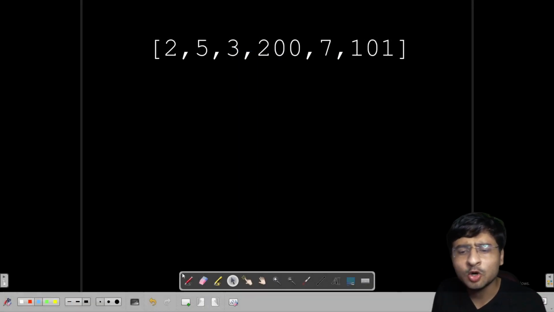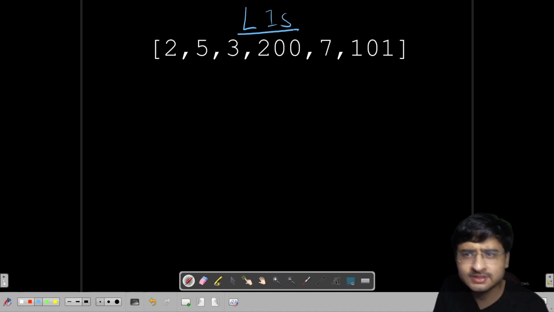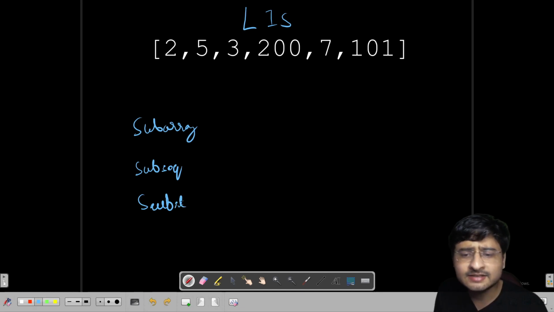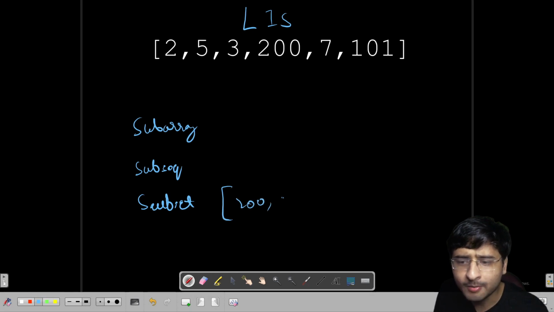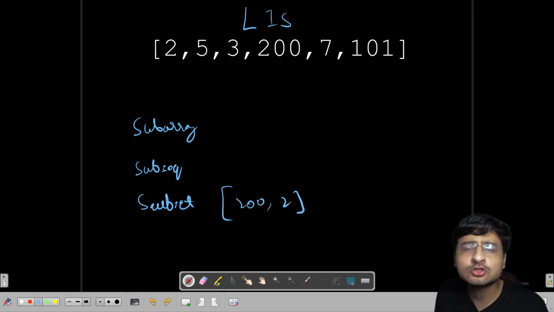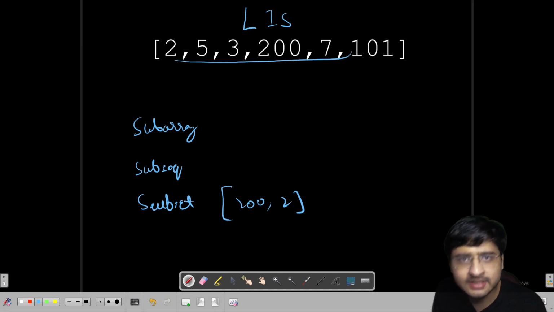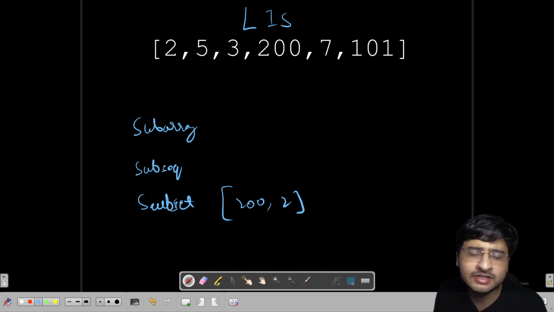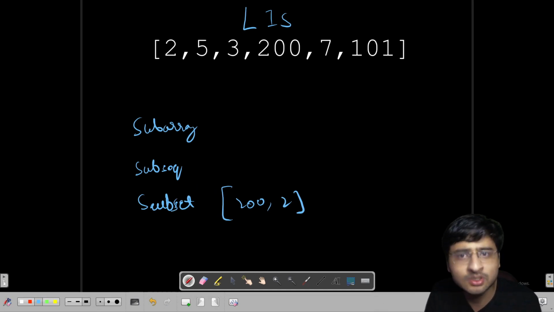So the problem name is longest increasing subsequence, and before seeing what this is, let us first discuss what a subsequence is in an array. We have three things: a subarray, a subsequence, and a subset. A subset is a collection of elements which are present in the array. For example, 200 comma 2 is a subset of this array because all of the elements in this subset are there in the array itself. In a subset, we are only concerned whether the elements are there in the whole array or not.